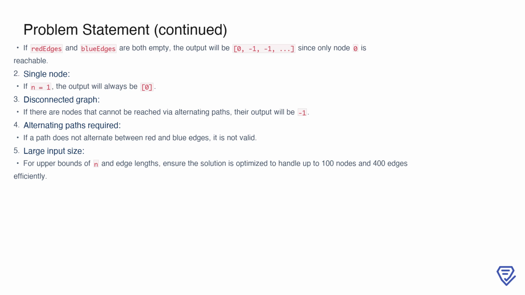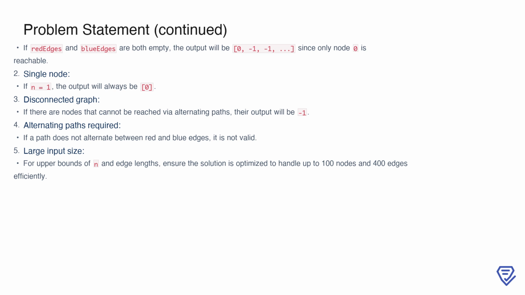Fourth, remember that paths must alternate between red and blue edges. A sequence of edges that does not alternate is considered invalid. Finally, for larger input sizes, the solution must be optimized to handle up to 100 nodes and 400 edges efficiently.